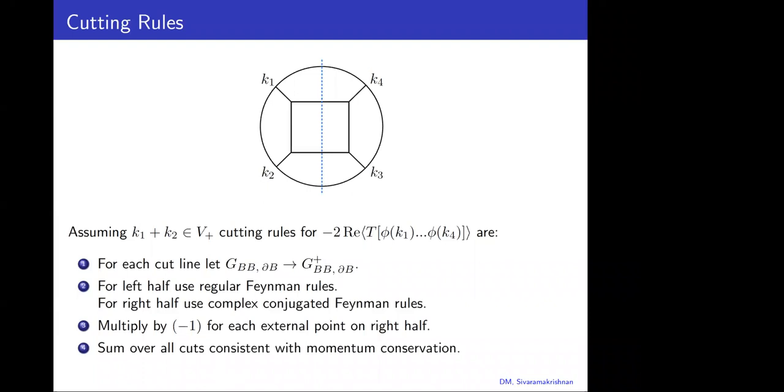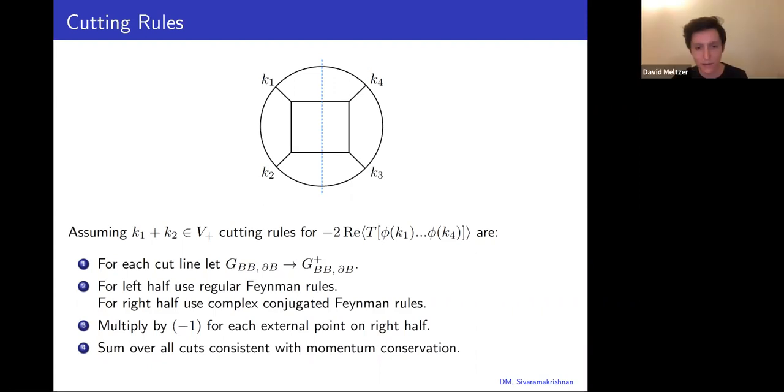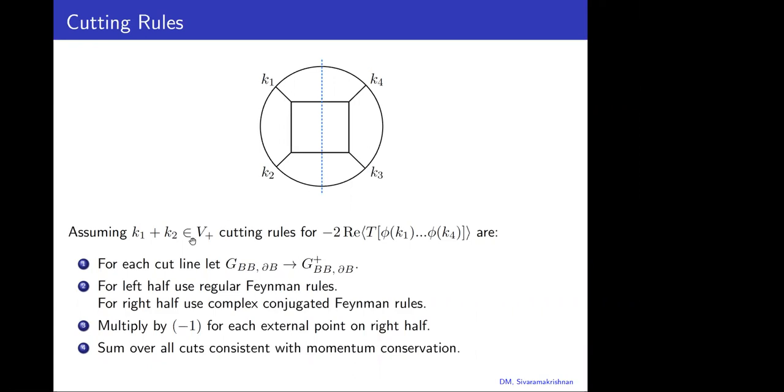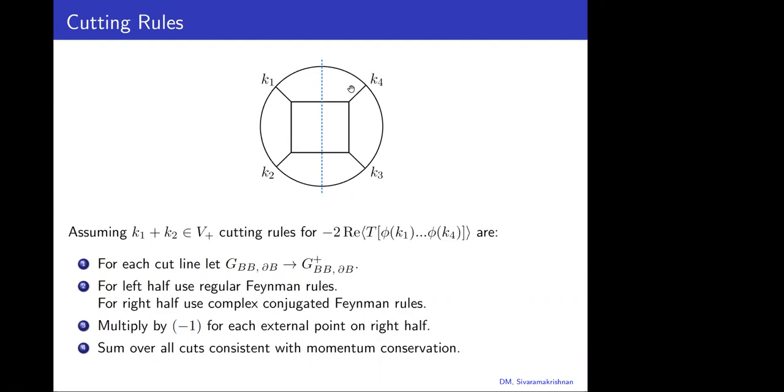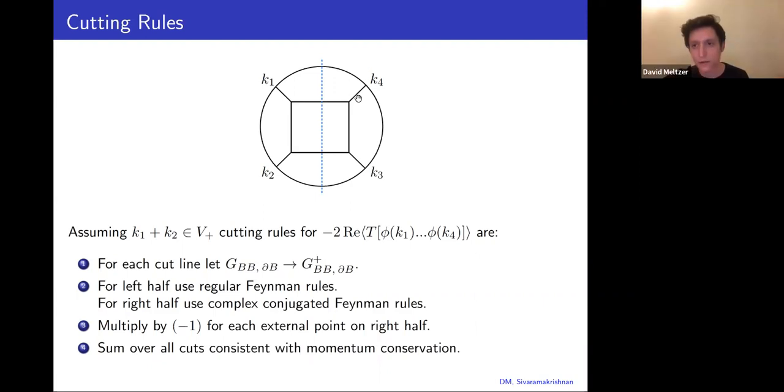So these are the same as the flat space rules. The only difference in AdS is that we have these two propagators and this third rule about multiplying by -1. That's just because we're not amputating our diagram, while in amplitudes, we always amputate the external lines.